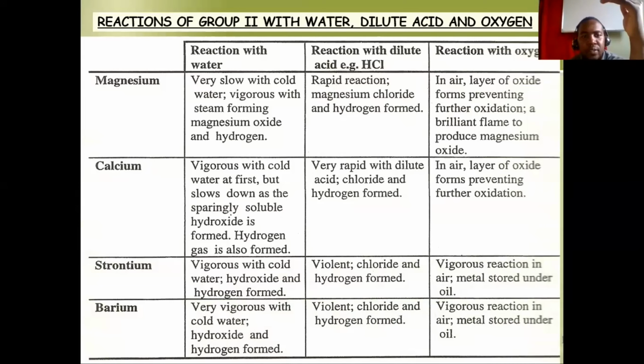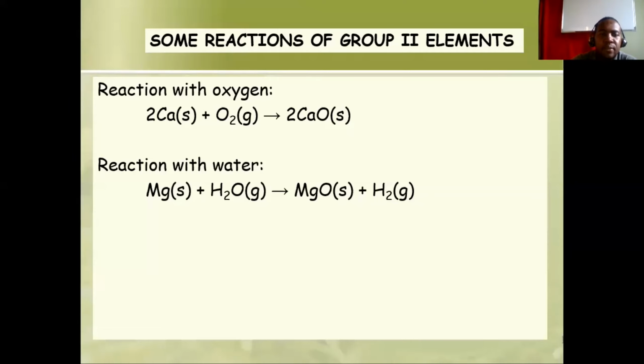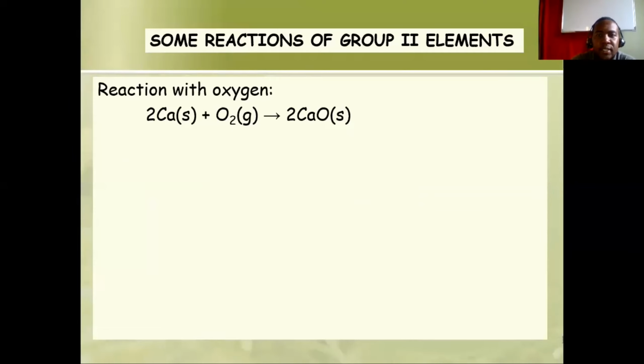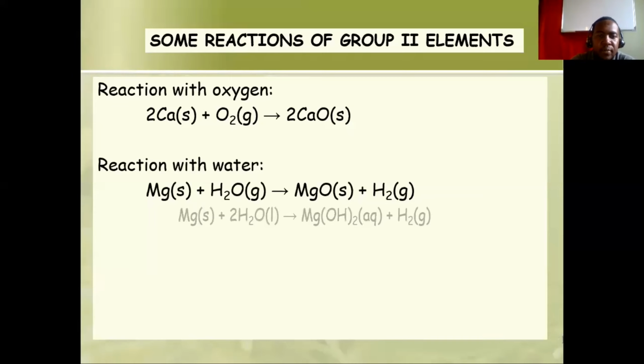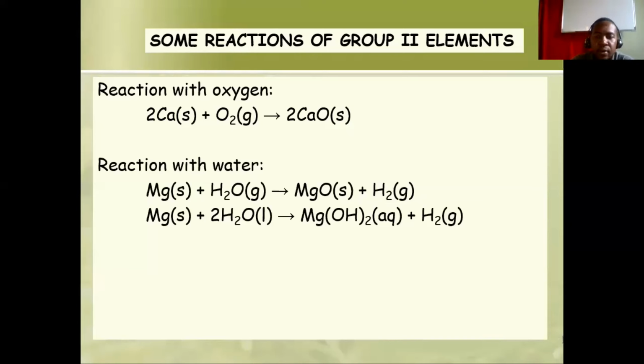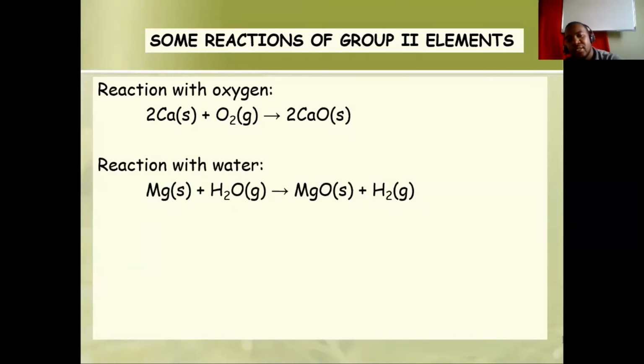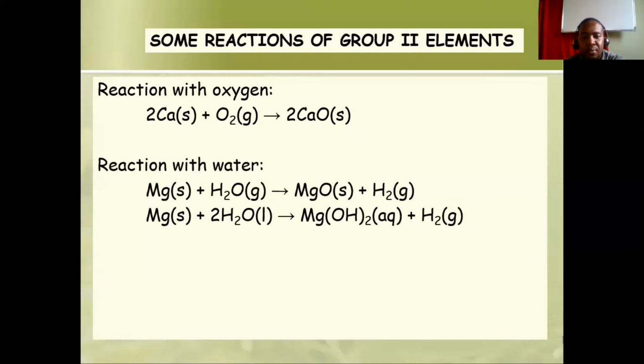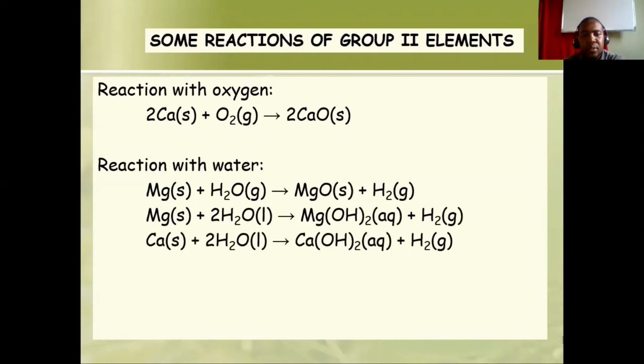All right, so these are the equations of some of the elements being used. Calcium reacting with oxygen gives us calcium oxide. Magnesium reacting with steam gives us magnesium oxide and hydrogen gas. That's when it's steam, so we notice it's the gas form of water there. And when it's liquid cold water, it produces magnesium hydroxide and hydrogen gas. So it's important to know that magnesium with steam produces magnesium oxide, and magnesium with liquid water produces magnesium hydroxide. Calcium with liquid water would produce calcium hydroxide, right?